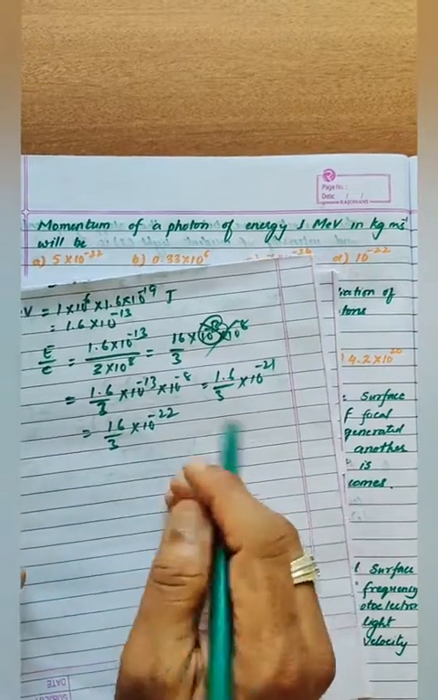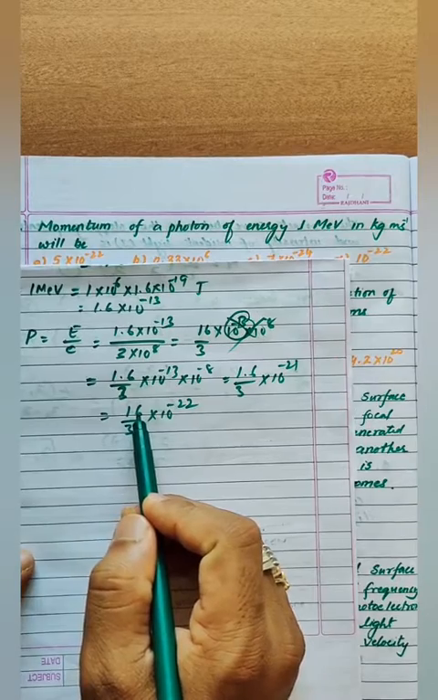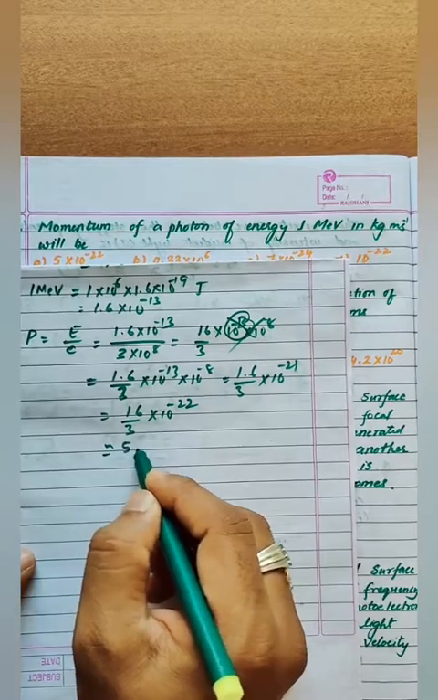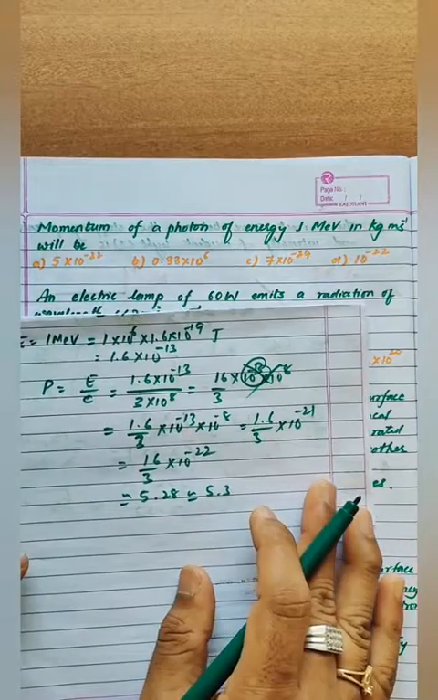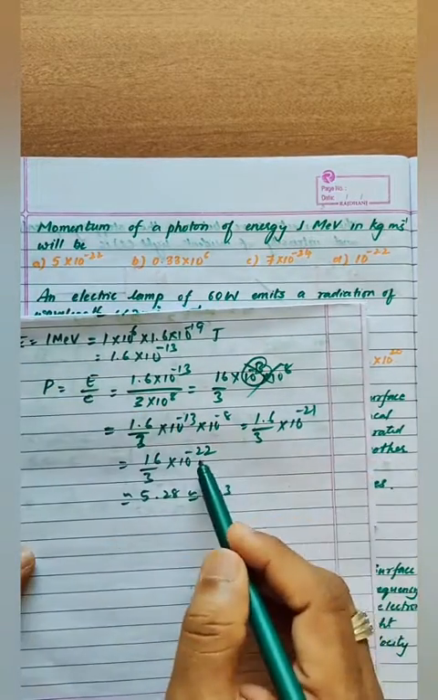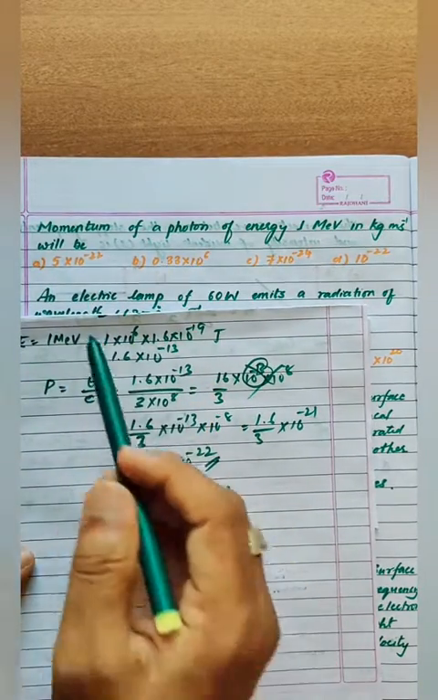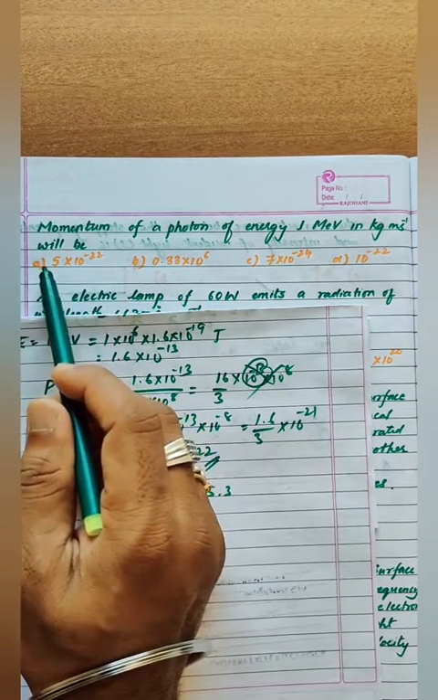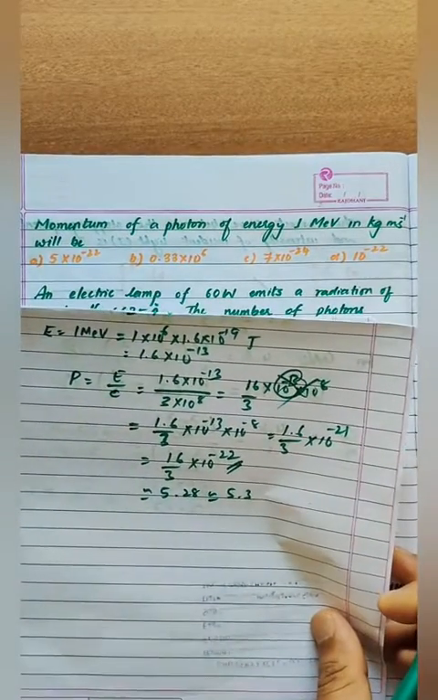So 16 by 3 is how much? 3 fives are 15, so it will be 5 point something, approximately 5.28 or 5.3. Okay, we'll see whether it is there or not. Yeah, we have this answer. Minus 22 is there, so 5.3 we got, but it is approximation, so 5.5 into 10 power minus 22 is the right answer. Option A is the right answer. Hope you got this. We'll move to the next question now.